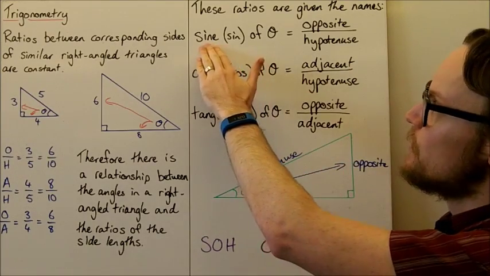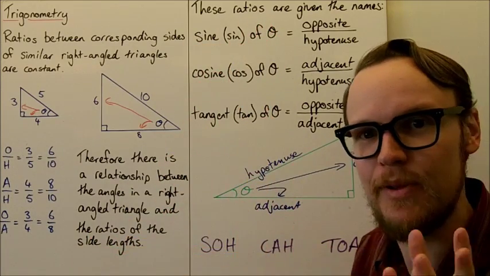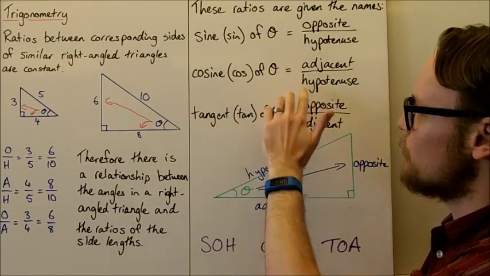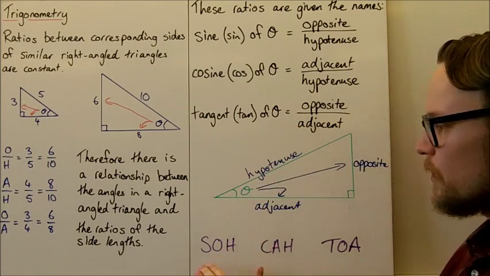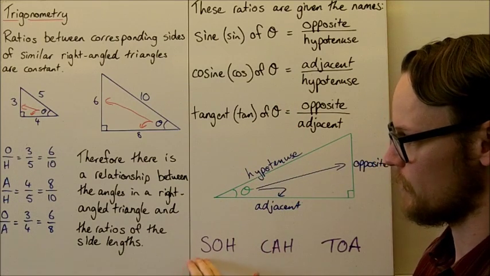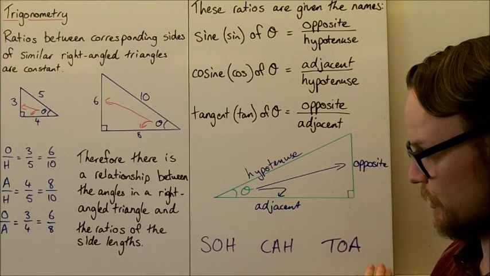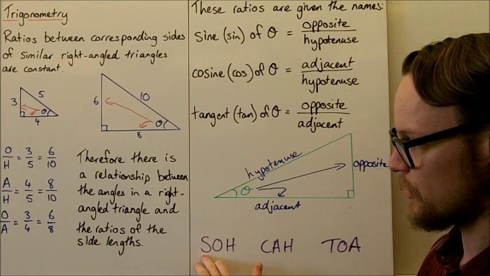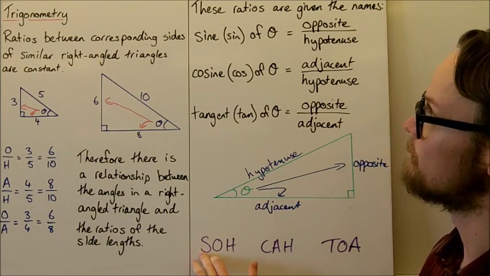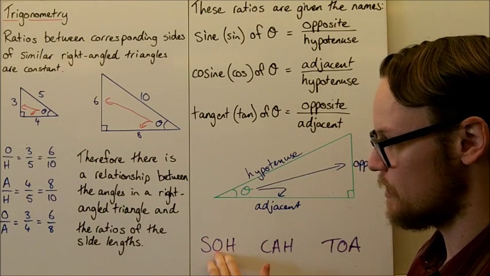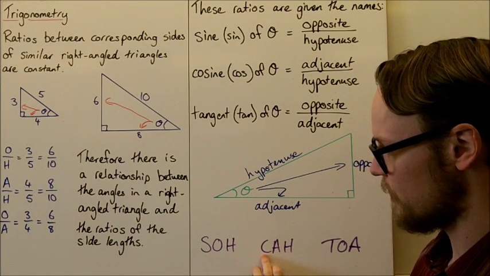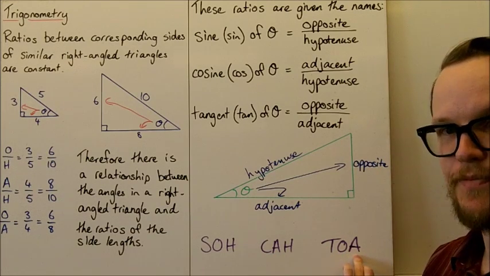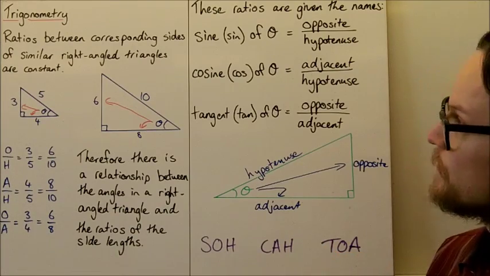To remember the difference between the different ratios, that sine is opposite over hypotenuse, cosine is adjacent over hypotenuse, and tangent is opposite over adjacent, we can use the abbreviation SOHCAHTOA. So what this means is the sine ratio is opposite over hypotenuse, the cosine ratio is adjacent over hypotenuse, and the tangent ratio is opposite over adjacent, or the ratio of the opposite side to the adjacent side.